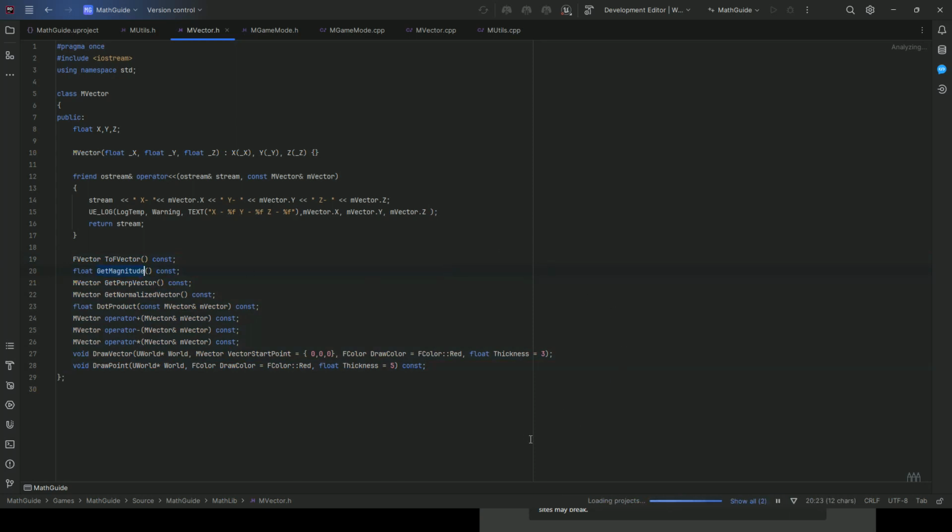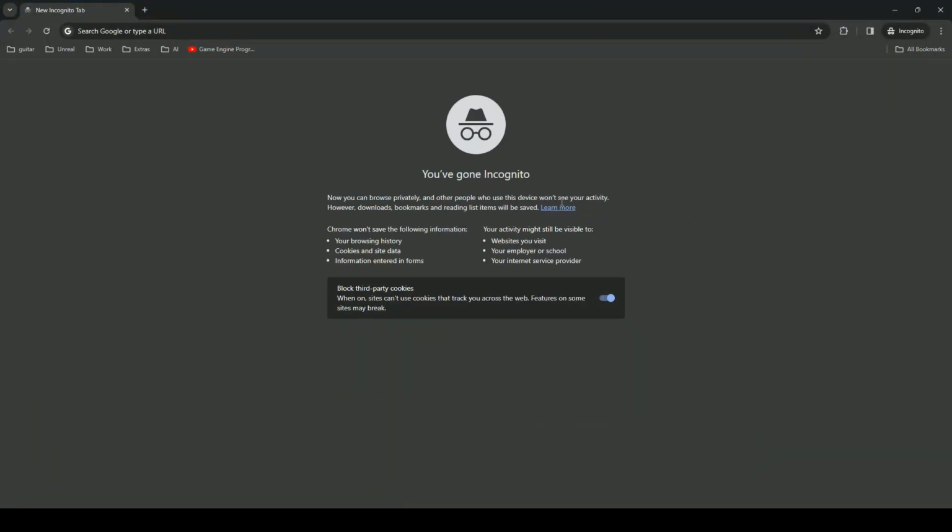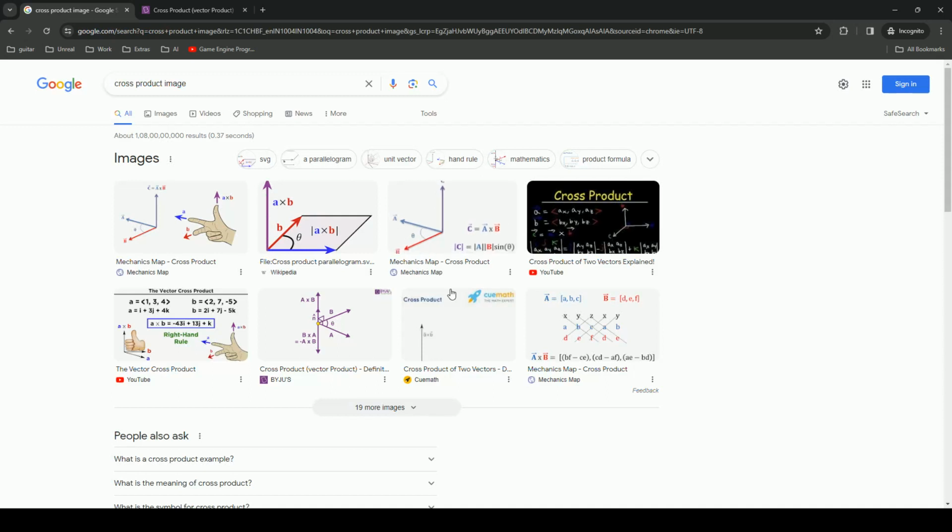So today's concept is the cross product. Let's imagine there are two vectors, a and b. So a cross b will be a vector which will be perpendicular to these two vectors. The blue line is a, the red line is b. The perpendicular to that line is a cross b.